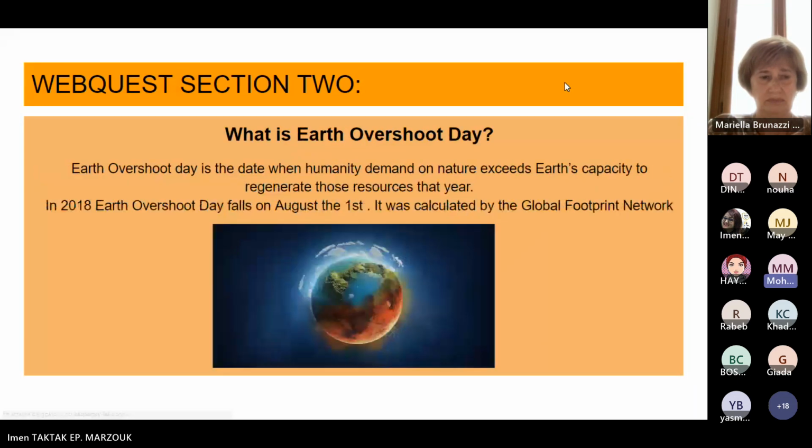What is Earth Overshoot Day? Earth Overshoot Day is the date when humanity's demand on nature exceeds Earth's capacity to regenerate those resources that year. In 2018, Earth Overshoot Day fell on August the 1st. It was calculated by the Global Footprint Network, like you see here in the photo of the globe.